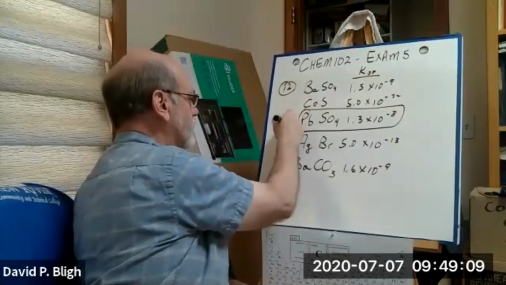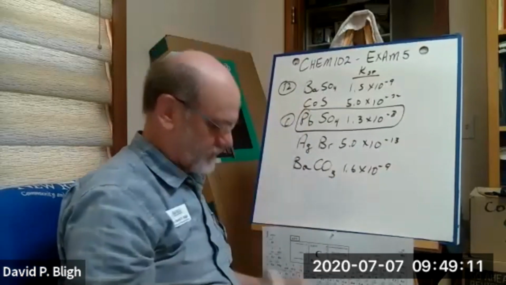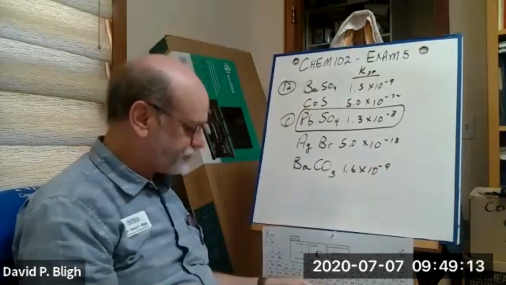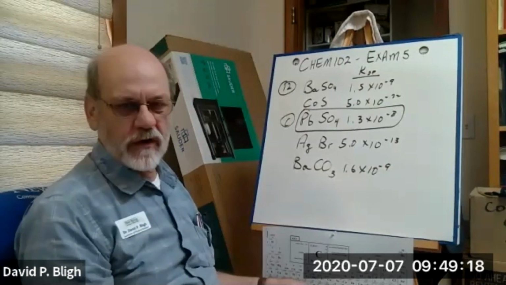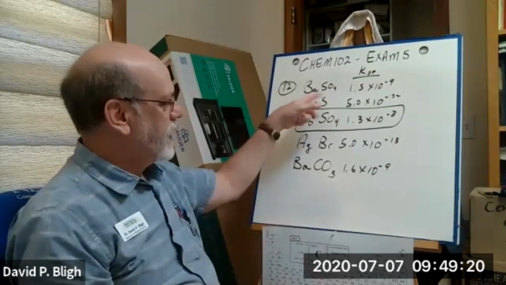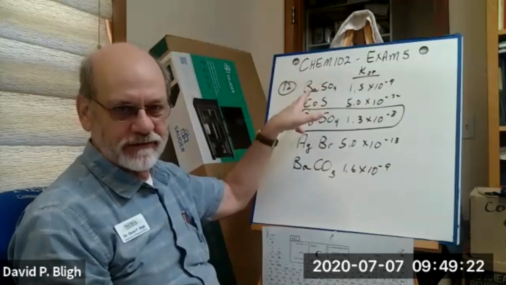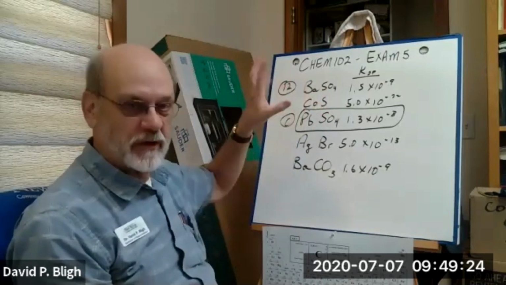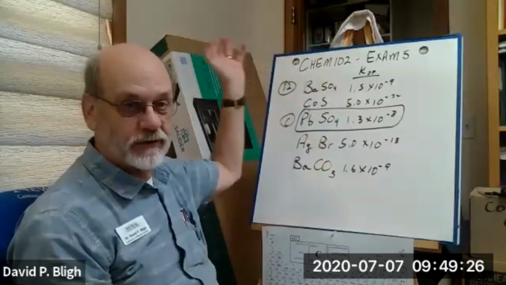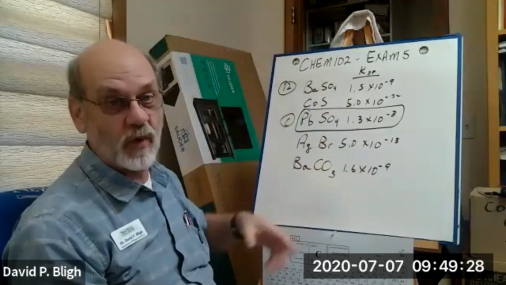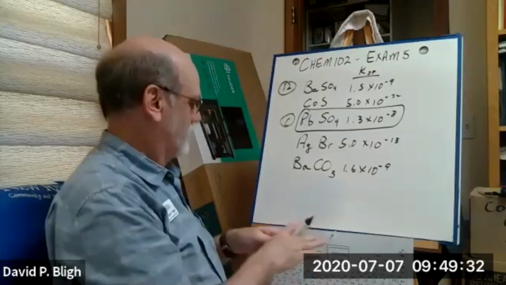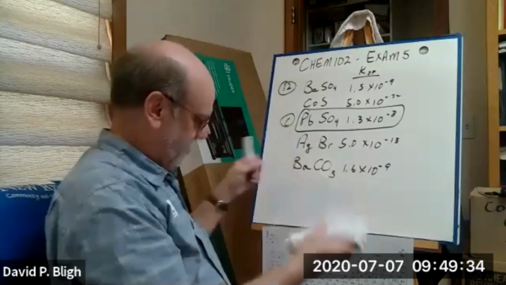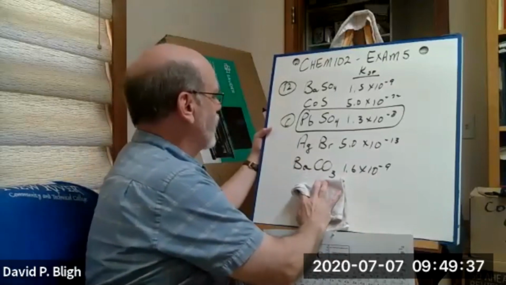Right? ABC. Okay? Now, if I'm nasty on a test, I would give you different compounds that form different numbers of ions. Then you'd have to go through and calculate the solubility for every one. That would not be nice. Okay, that was number 12.